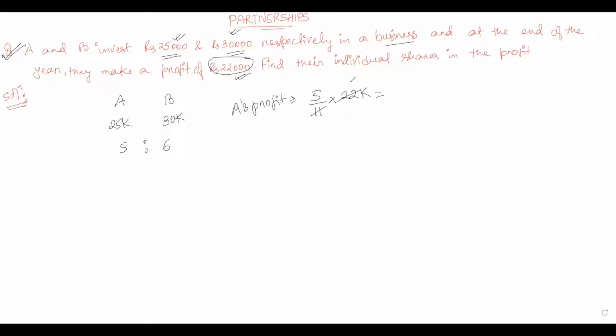So this would be 2K. So 5 into 2K, that is 10K. In a similar way, B's profit would be simply 6 by 11 times of 22K. So this would be 12K. So this was a very basic question where simply we need to calculate the share of profit of A and B, where A and B are investing different amount for the same time period.